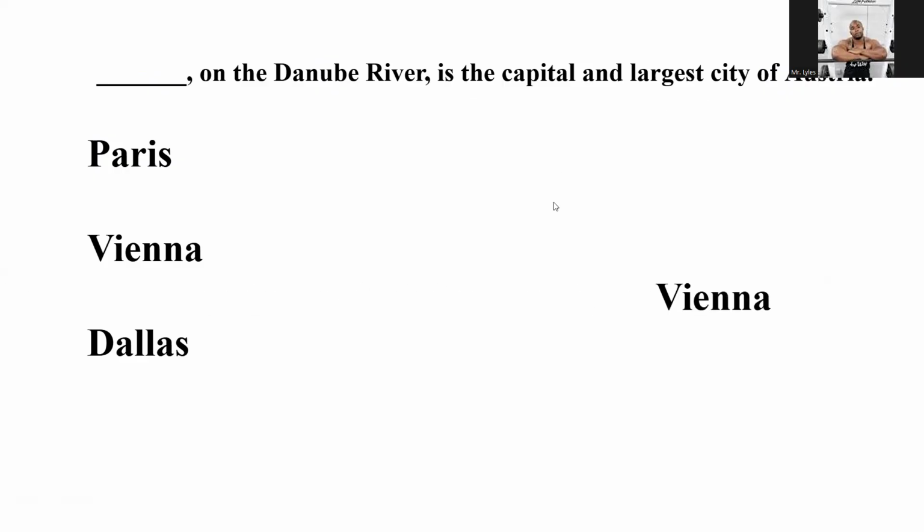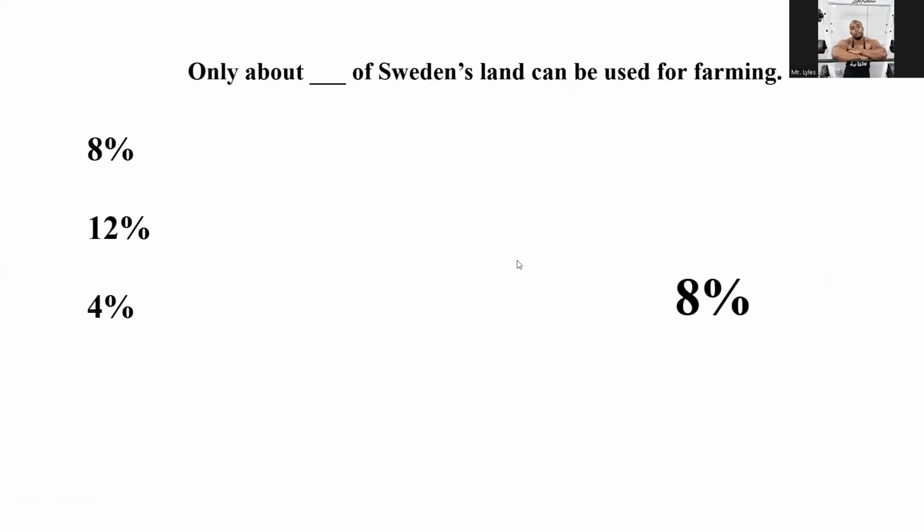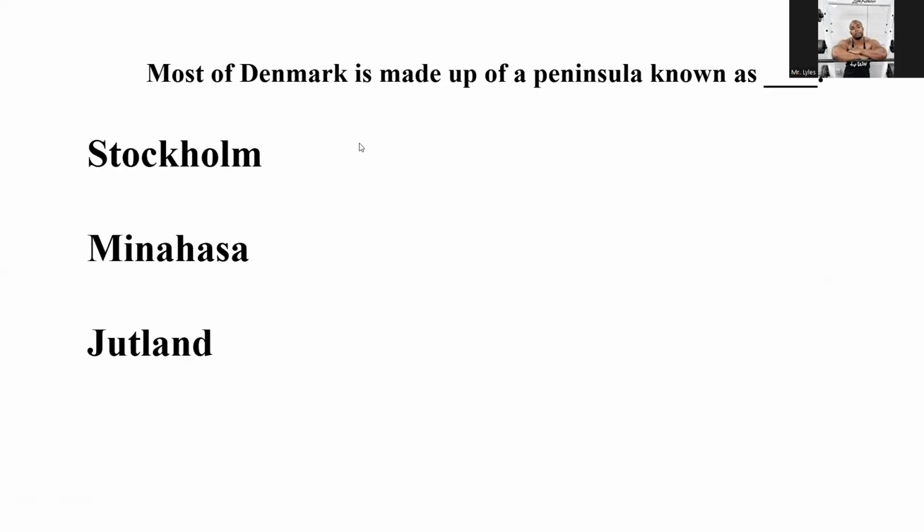Blank, on the Danube River, is the capital and the largest city of Austria. We're talking about Vienna. And I read that wrong. Vienna, on the Danube River, is the capital and the largest city of Austria. Norway is one of the world's largest blank exporters. That's oil. With questions provided already, only about 8% of Sweden's land can be used for farming.